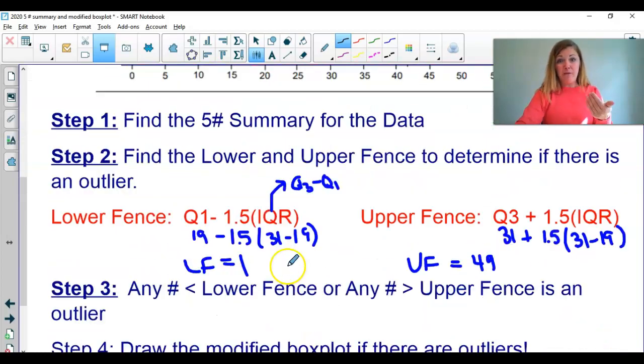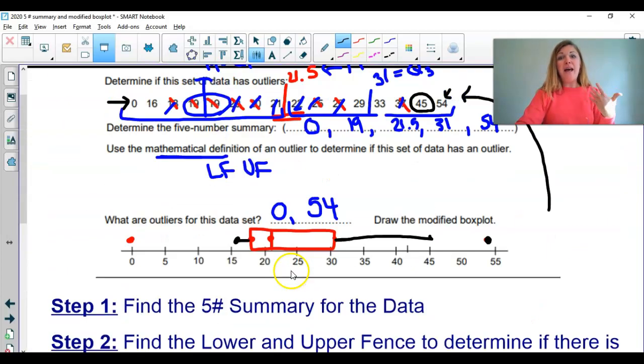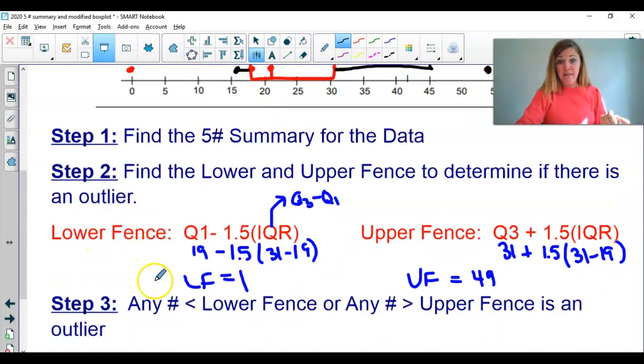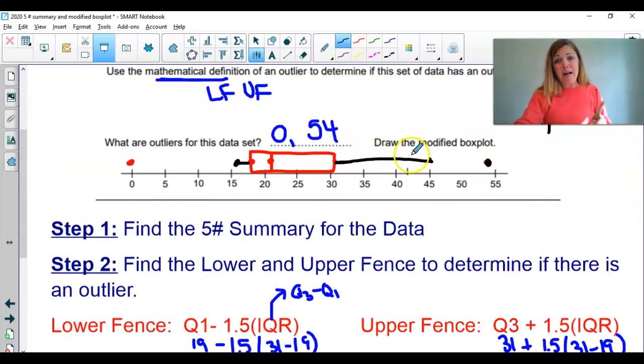Okay, so what should we have learned? We should have learned how to find our outliers by using this rule right here, knowing that if there's any number less than the lower fence or any number greater than the upper fence, those are outliers. Then once we know that we have outliers, how do we change that box plot? How do we modify it to show that we have outliers?